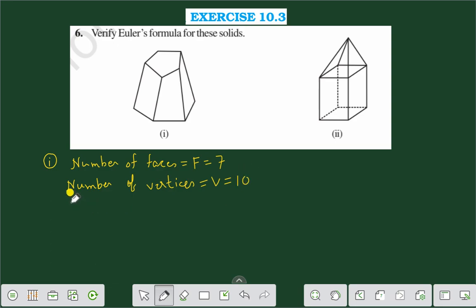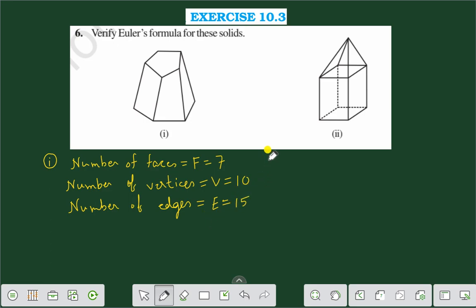Right? And number of edges. Number of edges is equal to E. Counting the edges: 1, 2, 3, 4, 5, 6, 7, 8, 9, 10, 11, 12, 13, 14, 15. Number of edges is 15. E is equal to 15.